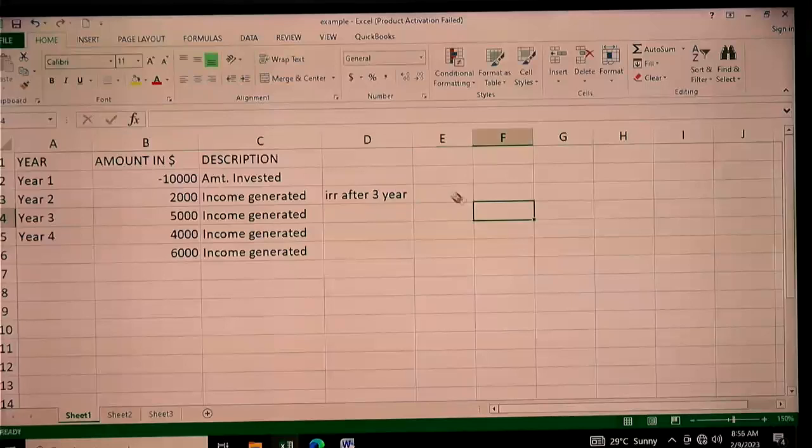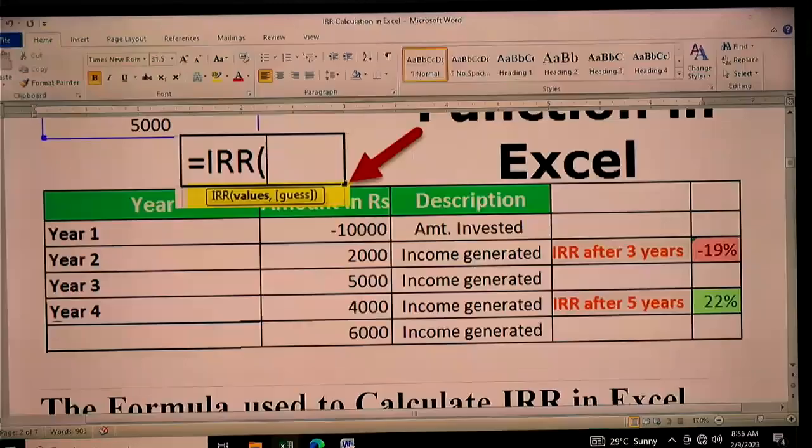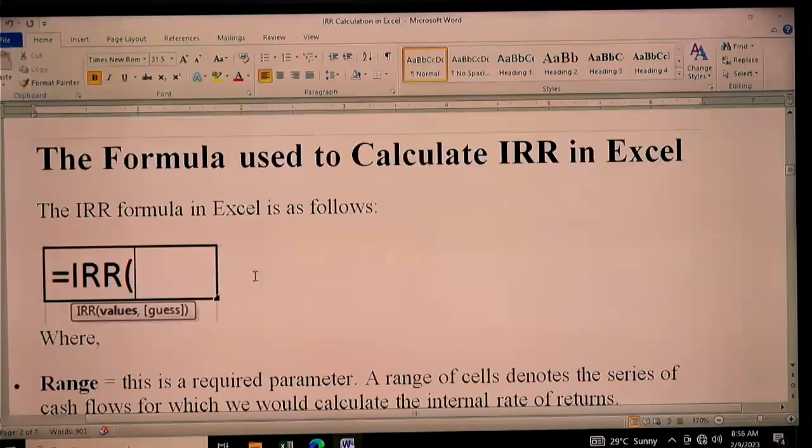So how do you compute that formula? Again, we insert the function. You type there equals IRR, select the function, then set the values. Somewhere we are told that the formula will have 2 arguments. The formula used to calculate this has 2 arguments.